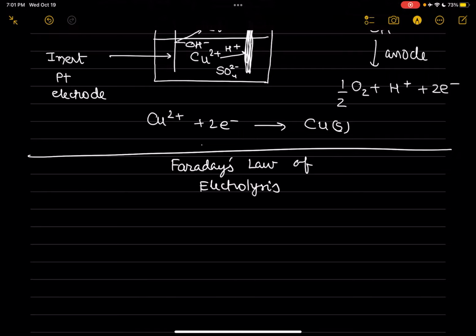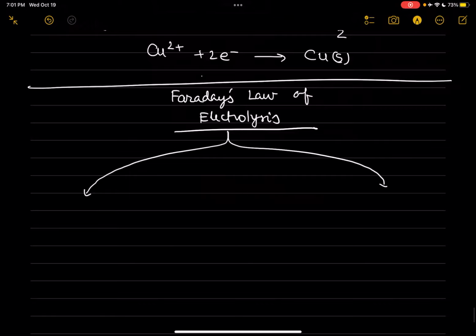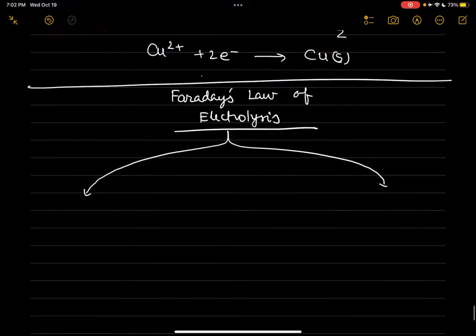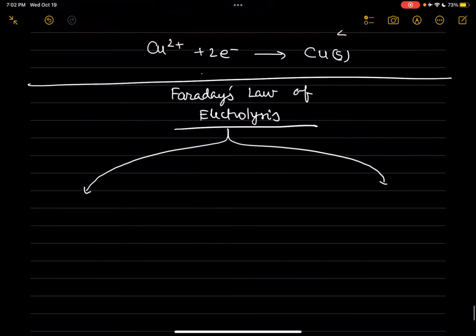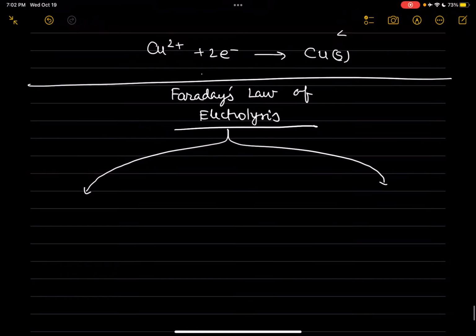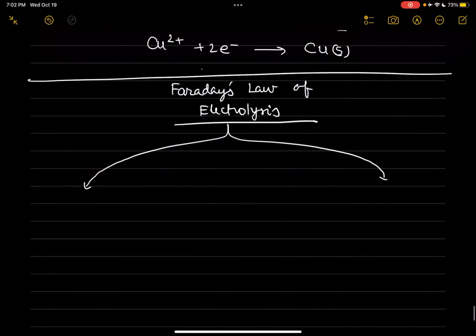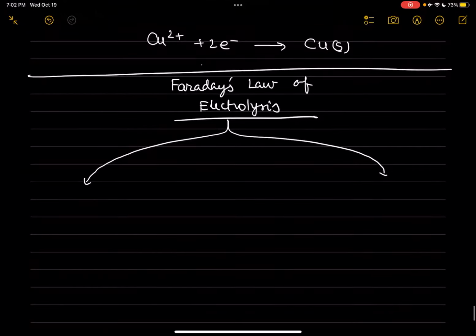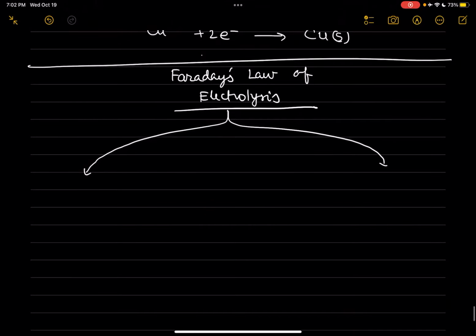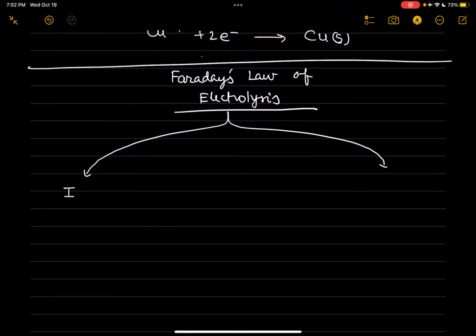Kohlrausch's law is actually for the calculation of conduction and all, right? So what is Faraday's first law? Can anyone help me write Faraday's first law of electrolysis? What is the relationship between the amount of charge passed and the amount of substance? You need to think in that direction.